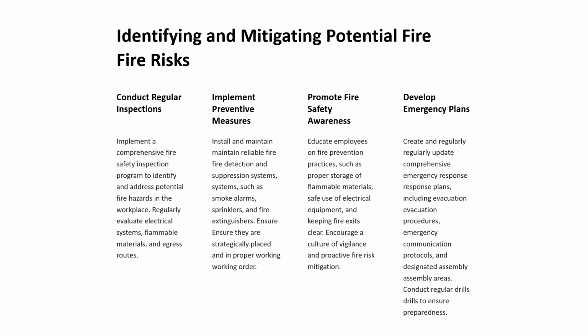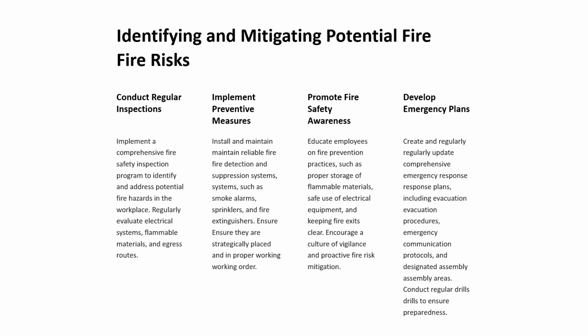1. Conduct regular inspections. Implement a comprehensive fire safety inspection program to identify and address potential fire hazards in the workplace. Regularly evaluate electrical systems, flammable materials, and egress routes. 2. Preventive measures. Install and maintain reliable fire detection and suppression systems, such as smoke alarms, sprinklers, and fire extinguishers. Ensure they are strategically placed and in proper working order.